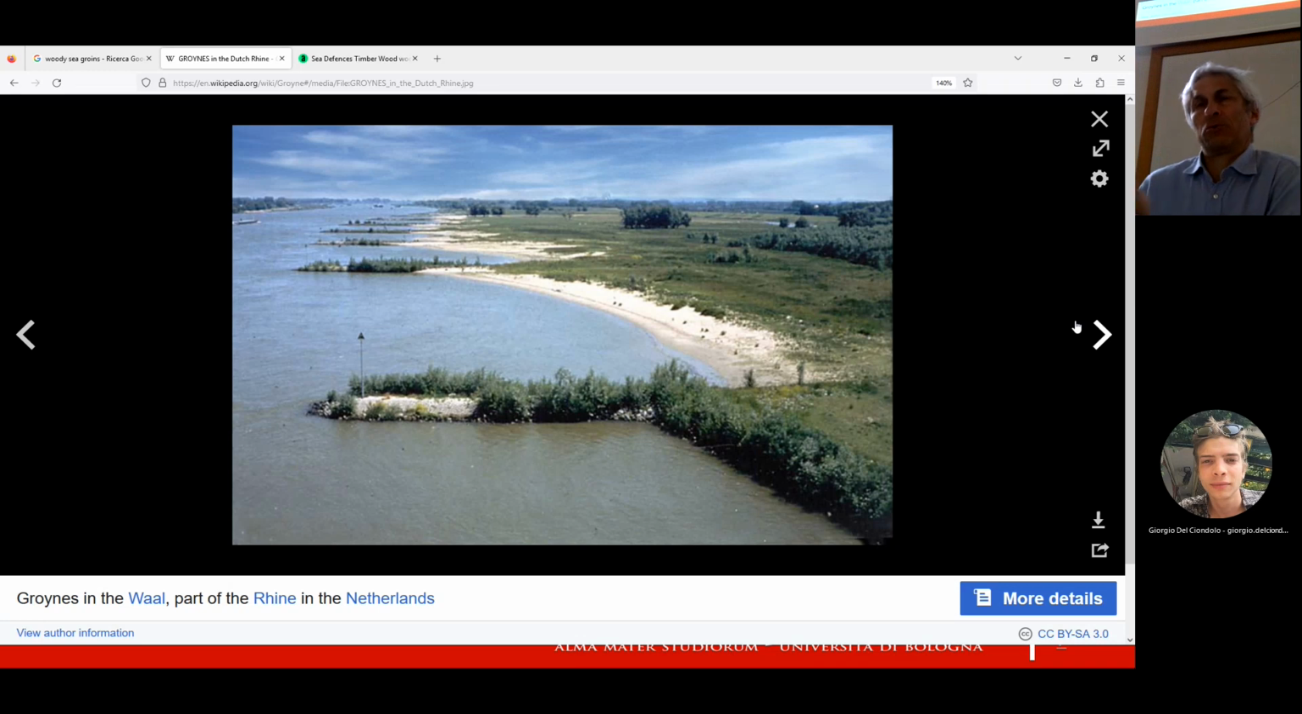So updrift is towards the bottom of the picture, and downdrift, in this case downstream, is towards the high part of the picture. And you recognize this because if you look at the coastline on the right, at the beginning, there is vegetation, and vegetation clearly indicates more stability. And you see that the coastline, the river bank, is more advanced with respect to the downstream part. There is a big difference.